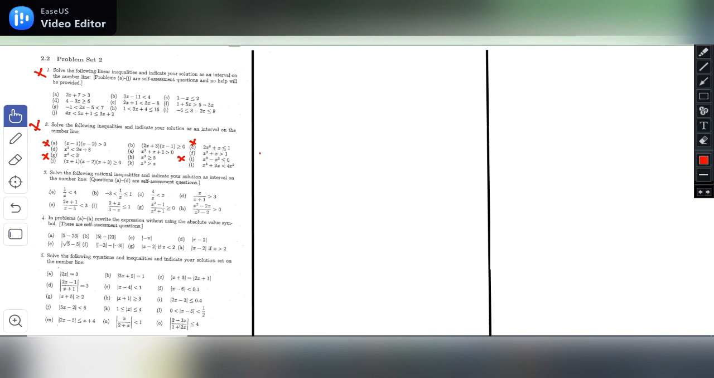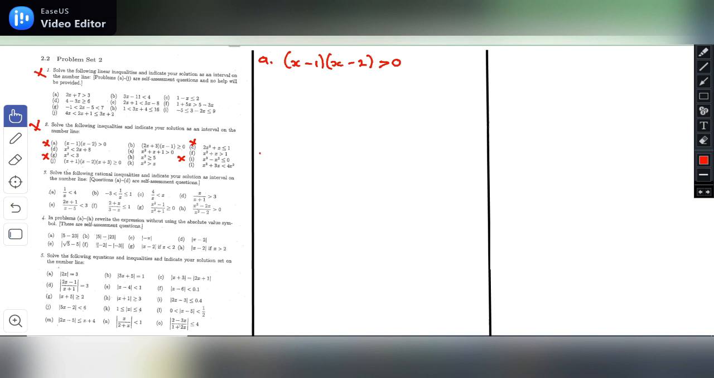and if you find them difficult you can comment with those answers, right? So now let's start. A, we have x minus 1, x minus 2, which is greater than 0, right?